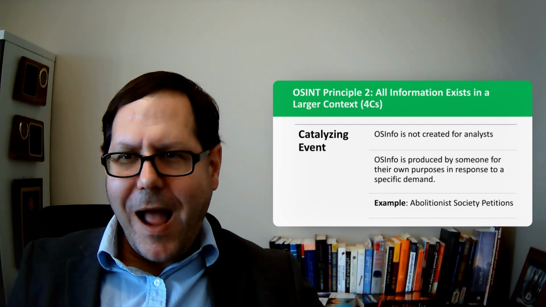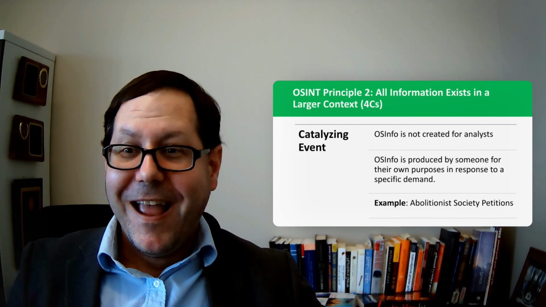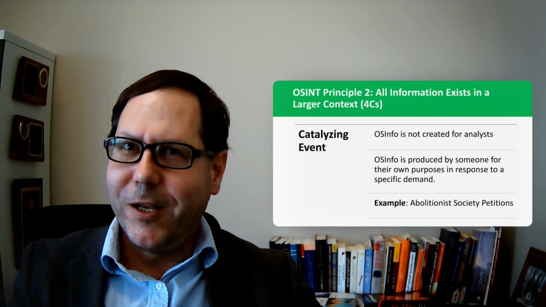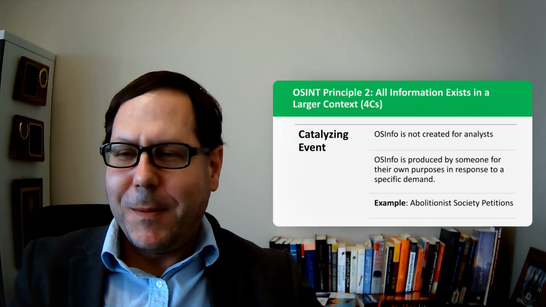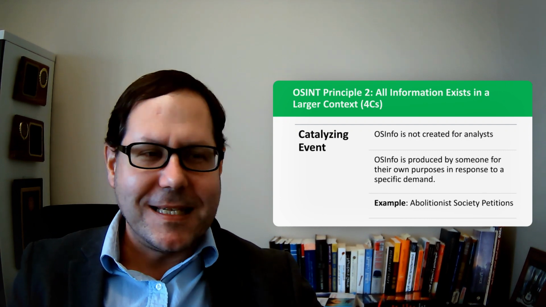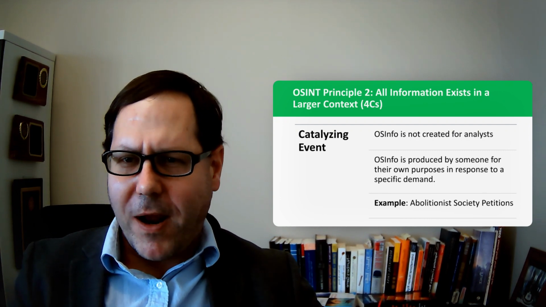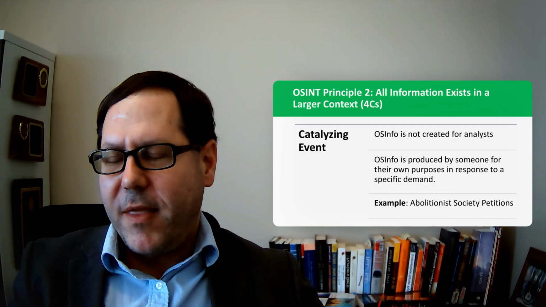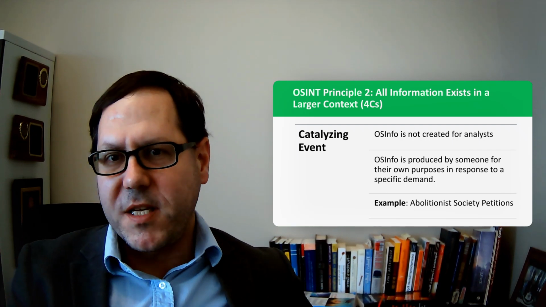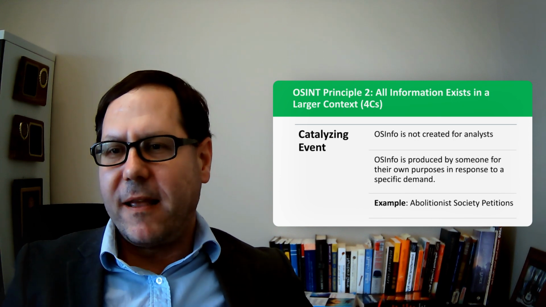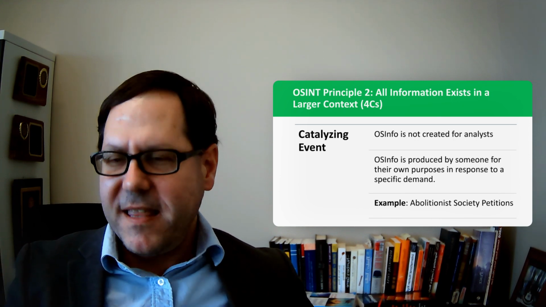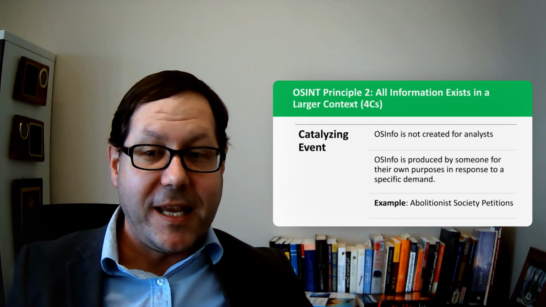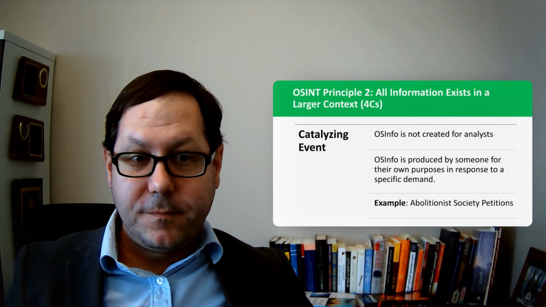And while it would be nice if somebody had gone around and collected signatures of everybody who was supporting the abolitionist movement, in 1838, people don't do that. People don't create these kinds of documents and records and information because it would be convenient for us later on. They create it for their own purposes and for their own reasons. And understanding the catalyzing event of the thing that you're looking at can be really essential to understanding what the heck it even is that you're looking at.